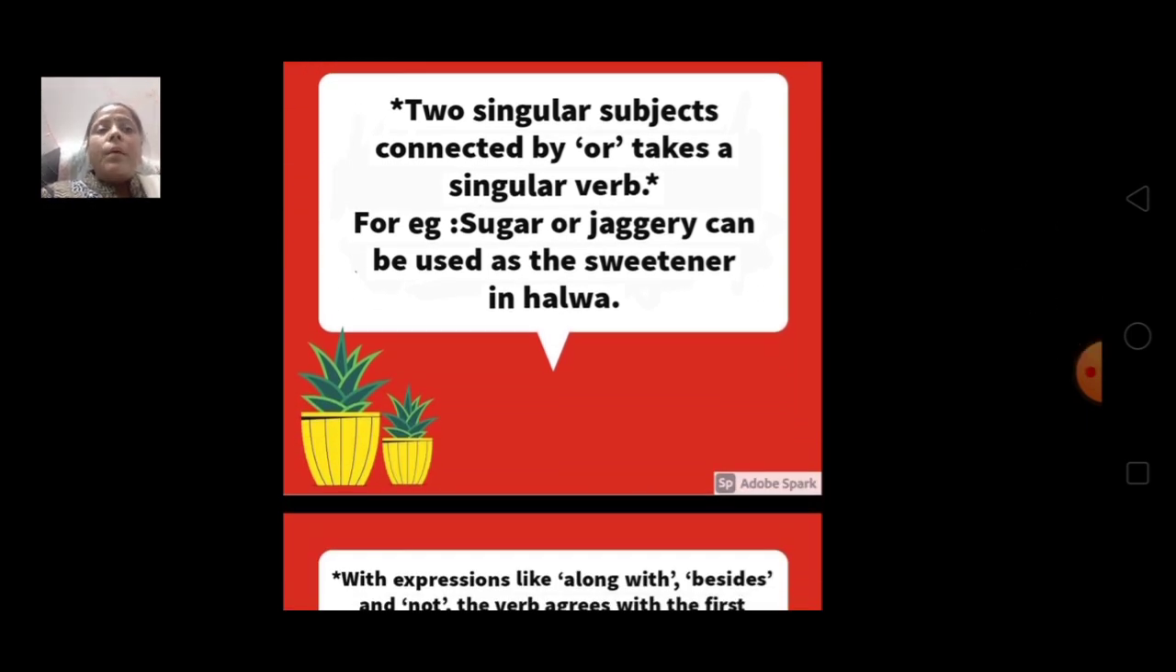Alright. Now, two singular subjects connected by or take a singular verb. For example, sugar or jaggery can be used as the sweetener in halwa. Here, in this sentence, we are getting the option with the word or. So when we have or in a sentence, with the help of or, two singular subjects are connected. So with that, the verb will always be singular.